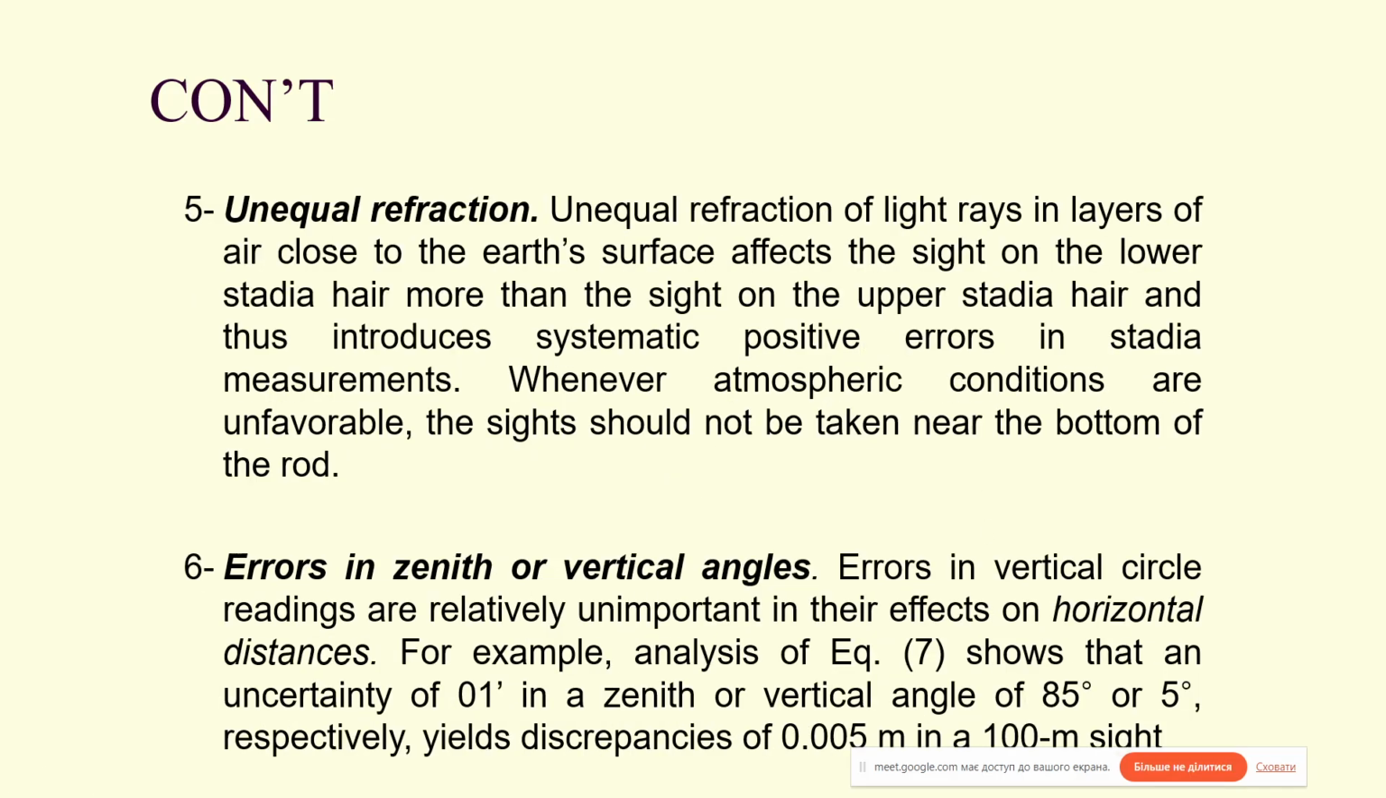Unequal refraction. Unequal refraction of light rays in layers of air close to the Earth's surface affects the sight on the lower stadia more than the sight on the upper stadia. This introduces systematic positive errors in stadia measurements. Whenever atmospheric conditions are unfavorable, the sights should not be taken near the bottom of the rod.